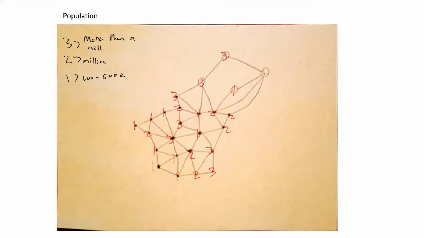Another thing might be population size. So part of Hitler's strategy with blitzkriegs was to loot areas and to try to take their resources as a way to support more military conquest. And 3 is more than 1 million, which is a lot, usually urban populations. 2 is 1 million, these are usually just smaller. And 1, which is 100,000 to 500,000, these are really small countries like Luxembourg or really rural areas that didn't have a lot of people.